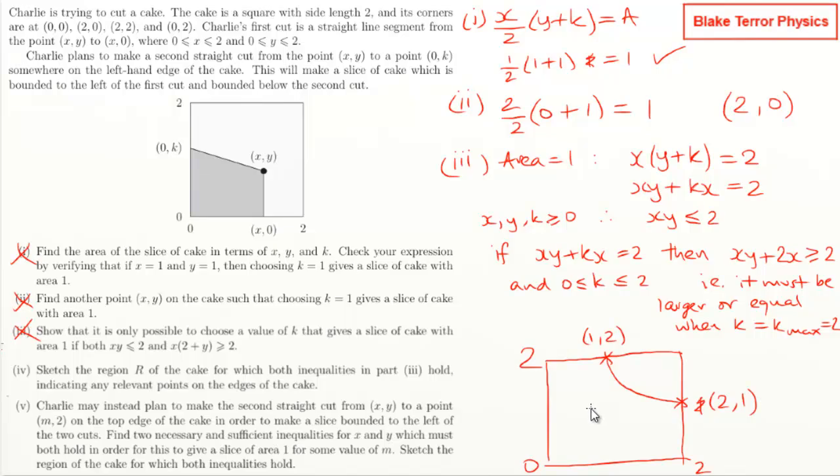So that is x times 2 plus y is greater than or equal to 2. So let's turn that into something more sensible then. So that is going to be y. We want to do the equals line. So y is equal to 2 over x minus 2 is what we've got there.